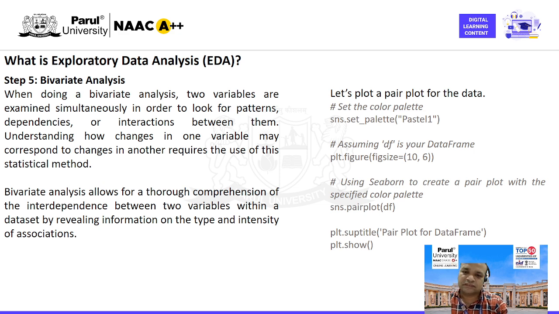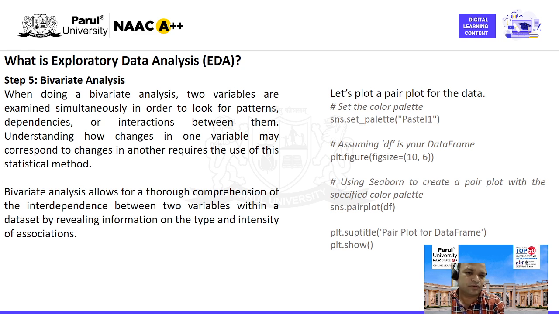Understanding how changes in one variable may correspond to changes in another requires the use of this statistical method. Bivariate analysis allows for thorough comprehension of interdependence between two variables within a single data set by revealing information on the type and intensity of the association.